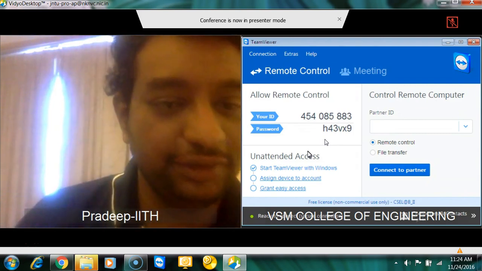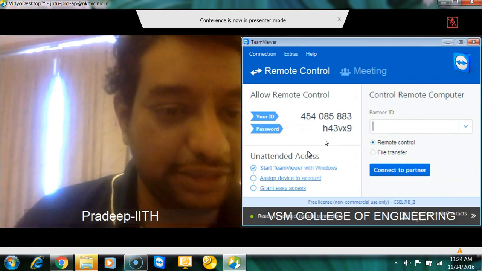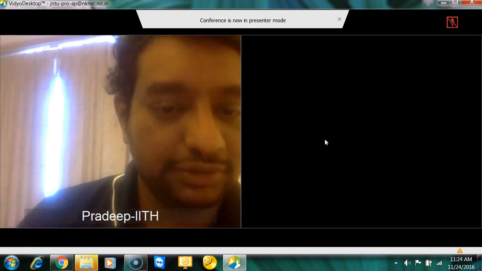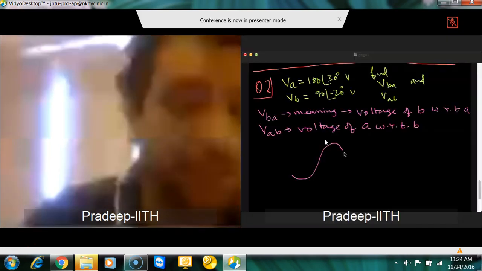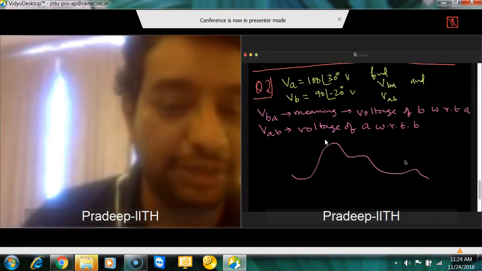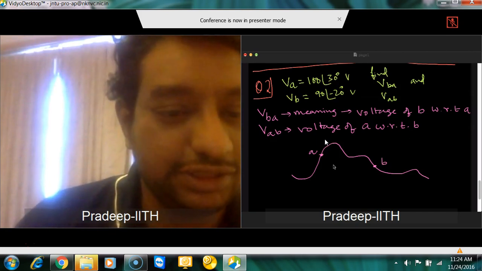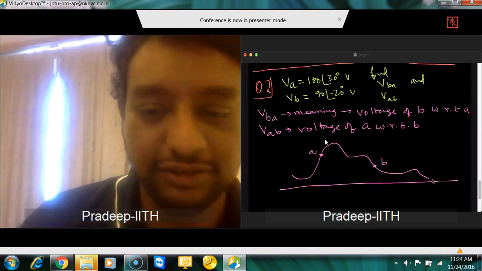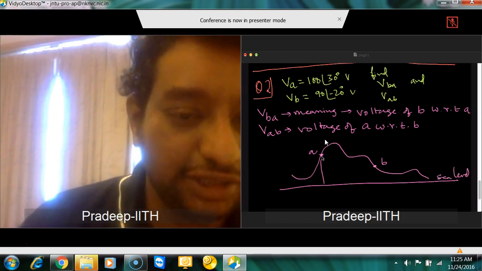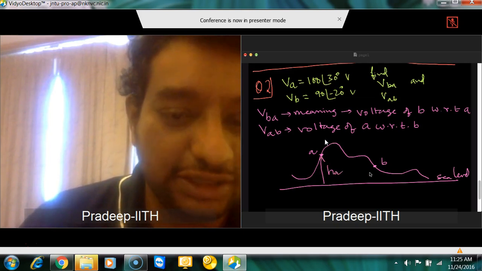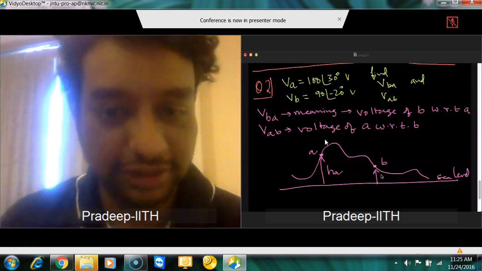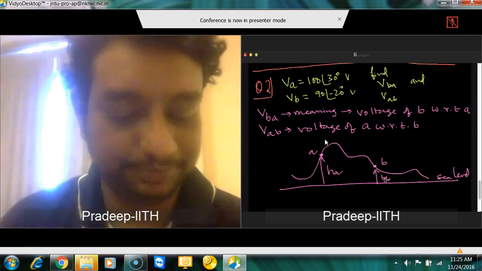So for example, you consider a mountain. So this is a mountain, and this is, let's say, point A, and let's say this is point B. So this is, let's say, sea level. So this height is denoted as HA, and this height is denoted as HB. So height from the sea level.